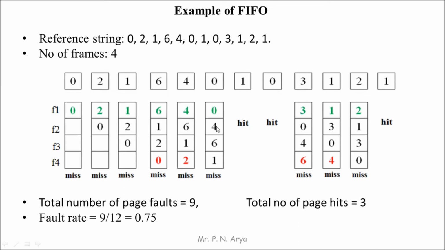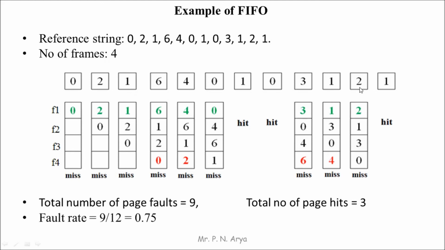Next is the 3. 3 is not present, so there is also a page fault, and 3 will shift in. Which page is removed? Here 1 is removed because 1 came very first. So 1 will be removed, and 3 put. So 0 4 6 shift down, and 3 will be put on the top. And here 1. 1 is not present, so here is also a page fault, and remove which one? 6. So 6 will be removed, and 1 will shift in.